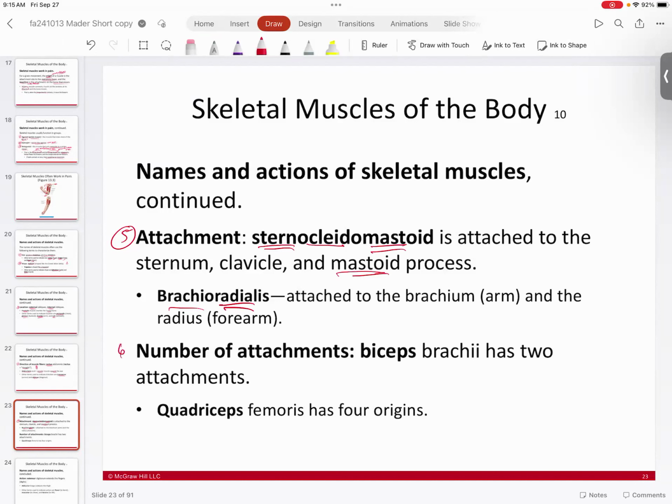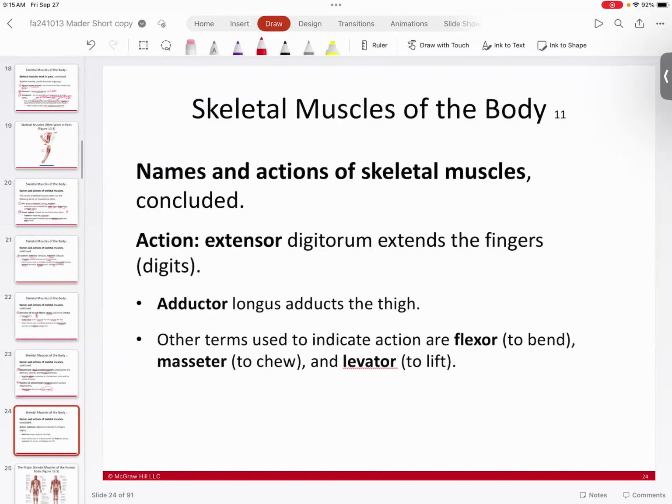We can also name muscles after the number of attachments. For instance, the biceps brachii has two attachment points. The quadriceps femoris has four origins, right? So sometimes you'll hear that.